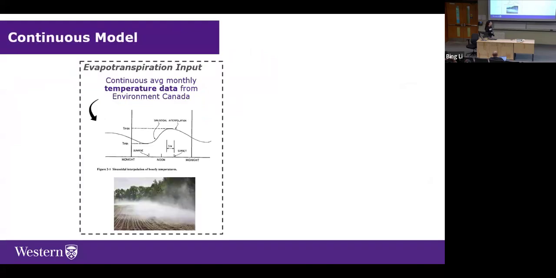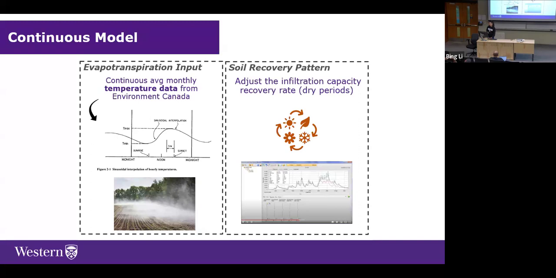For the continuous model, without going too much into it, I added in temperature data. What SWMM does is use a sinusoidal curve to create varying daily temperature data. And then I also had to add in a soil recovery pattern, as this improved the model. This changes the infiltration capacity of the recovery rate throughout the month. So it changed in the summer and fall, because the fall is more wet and the summer is a drier season.